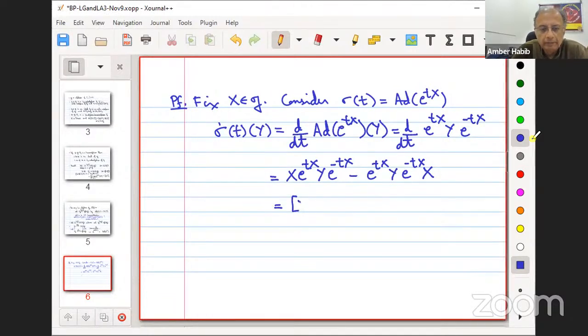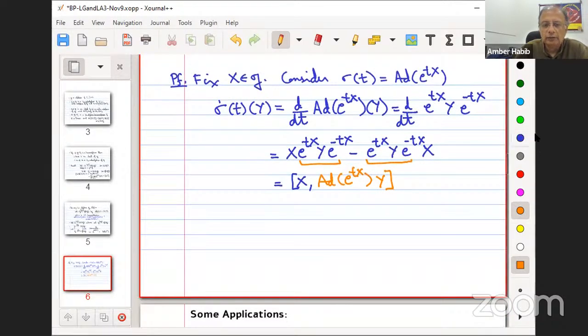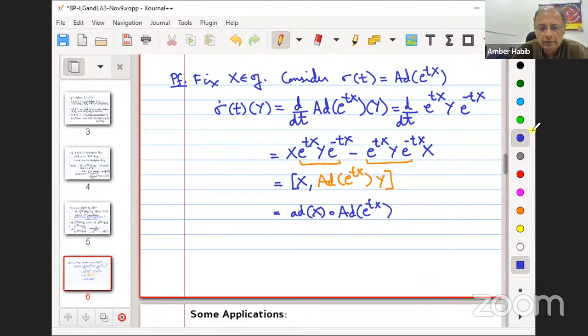This is x bracketed with this term, right? This is the same in both. And what is this? This is Ad of e^{tx} applied to y. And therefore, this whole thing is little ad of x composed with capital Ad of e^{tx} acting on y, right? You start with y, you apply this function, and you compose it with ad of x. Okay?